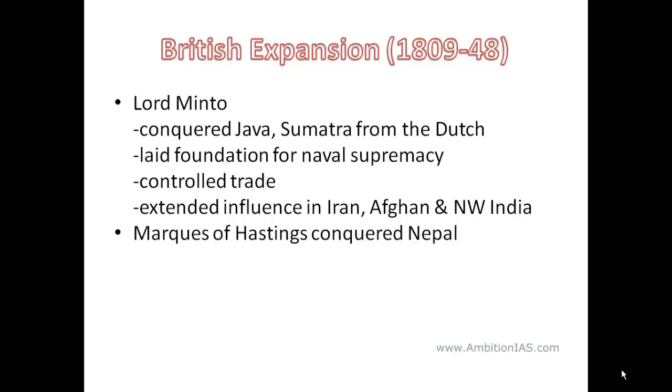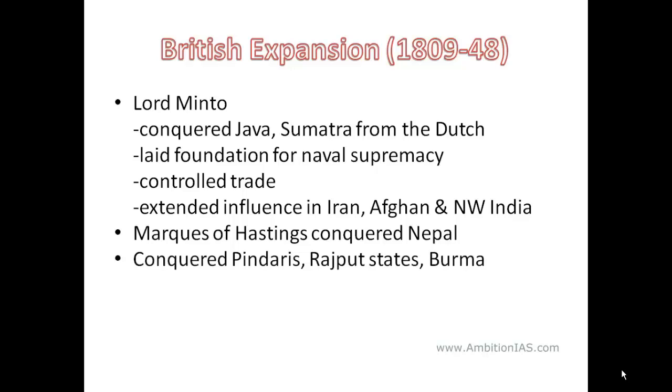Following him, the Marquess of Hastings conquered Nepal during this phase of expansion, and they also conquered the Pindaris. Now, these Pindaris were a band of plunderers. They were getting support from the Marathas. They also conquered the Rajput states. Also, they did the same with Burma. However, they had a failed Afghan adventure. They wanted to capture Afghanistan owing to their fear of an imminent Russian attack into the Indian territories of the British through Afghanistan and Iran.